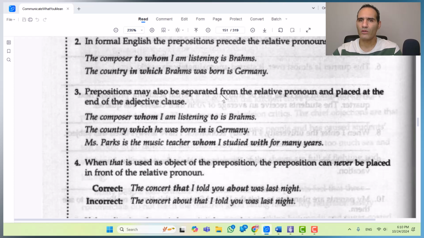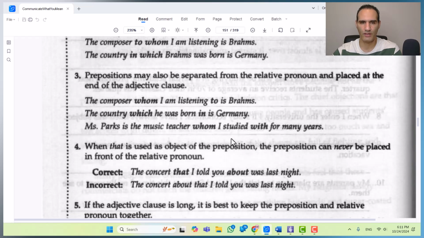Prepositions may also be separated from the relative pronoun. How? The composer whom I'm listening to, or even the composer who I'm listening to, is Brahms. The country which he was born in, or the country that he was born in, is Germany. Ms. Parks is the music teacher whom I studied with for many years, or who I studied with for many years, or even that. Ms. Parks is the music teacher that I studied with for many years.